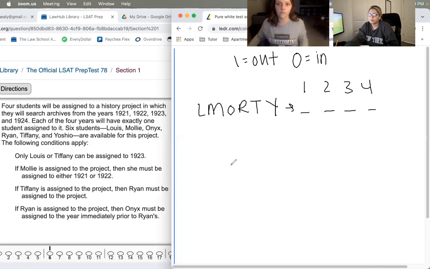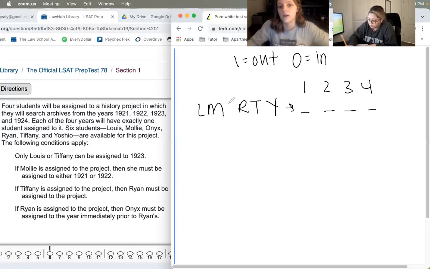Sound good? Yes. Okay. So our first rule says only L or T can be assigned to the 3rd spot. Thinking about circle slash, what would you say or do with this rule? Because this rule can be a little bit tricky.